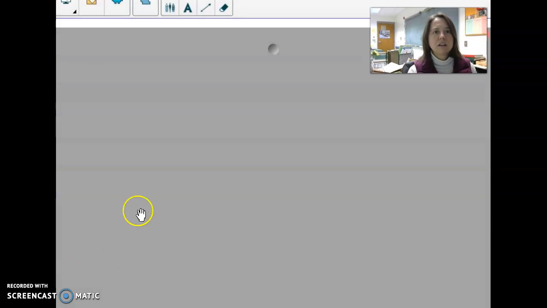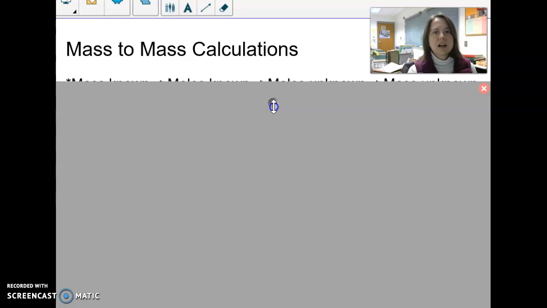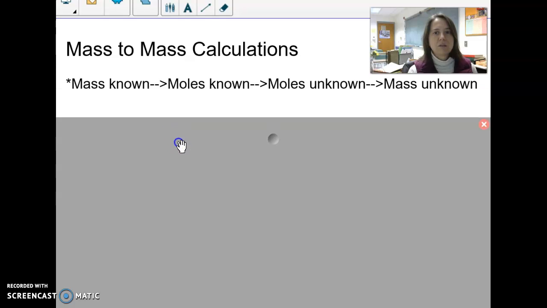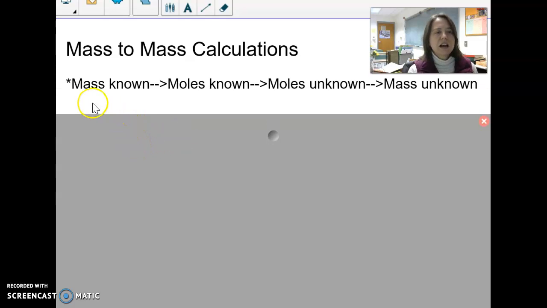This is Chemistry, Chapter 11, Section 1, and we are on our fourth calculation, which is learning how to do mass to mass calculations, which is basically putting a mass to mole and a mole to mass calculation back to back. So please write this down. We're going to go from mass of your known quantity to moles of your known quantity to moles of your unknown to mass of your unknown.